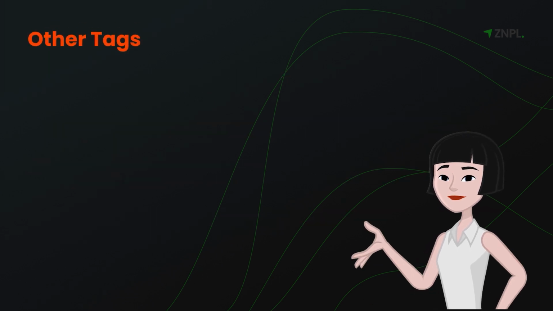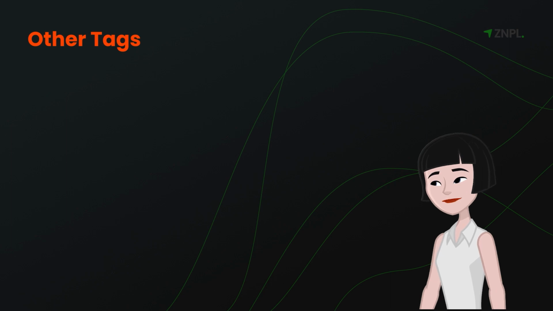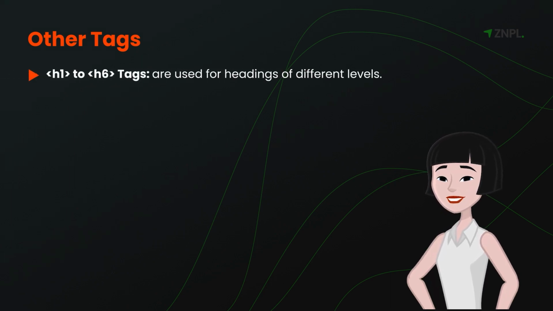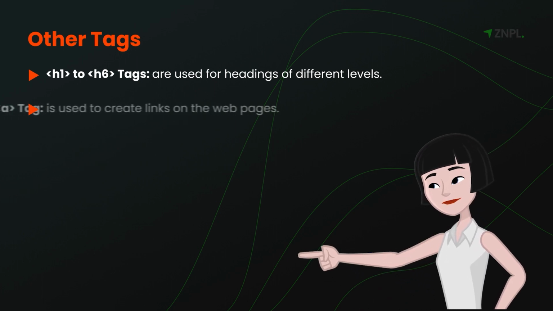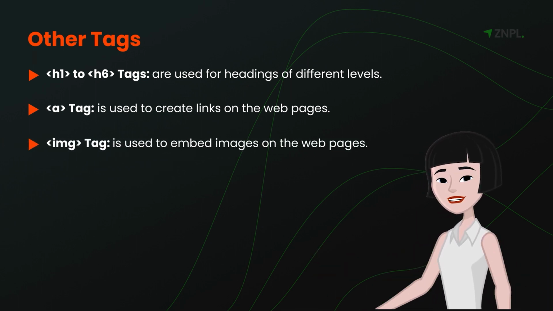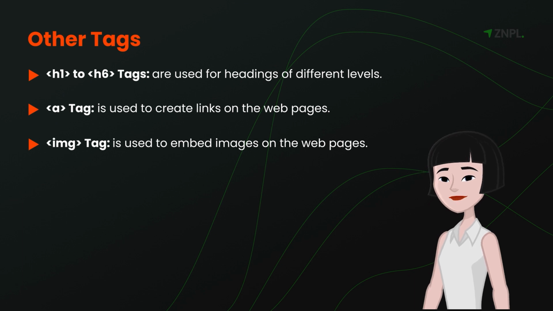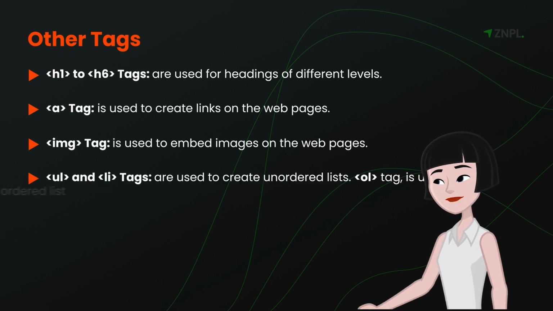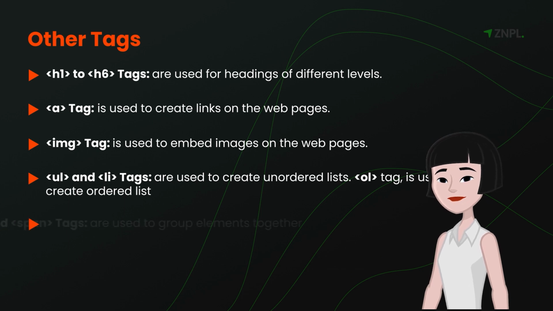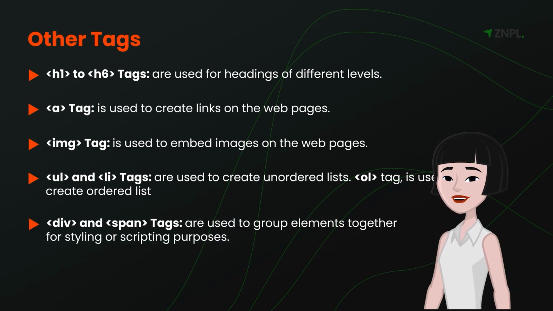Other tags. HTML provides a wide range of tags that serve different purposes. Let's explore some commonly used ones. Here are a few examples of HTML tags you'll encounter frequently. The H1 to H6 tags are used for headings of different levels. The a tag is used to create links on the web pages. The image tag is used to embed images on the web pages.